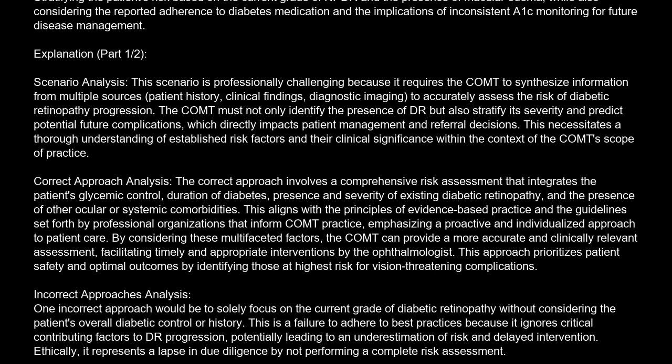Stratifying the patient's risk based on the current grade of NPDR and the presence of macular edema, while also considering the reported adherence to diabetes medication and the implications of inconsistent A1C monitoring for future disease management.